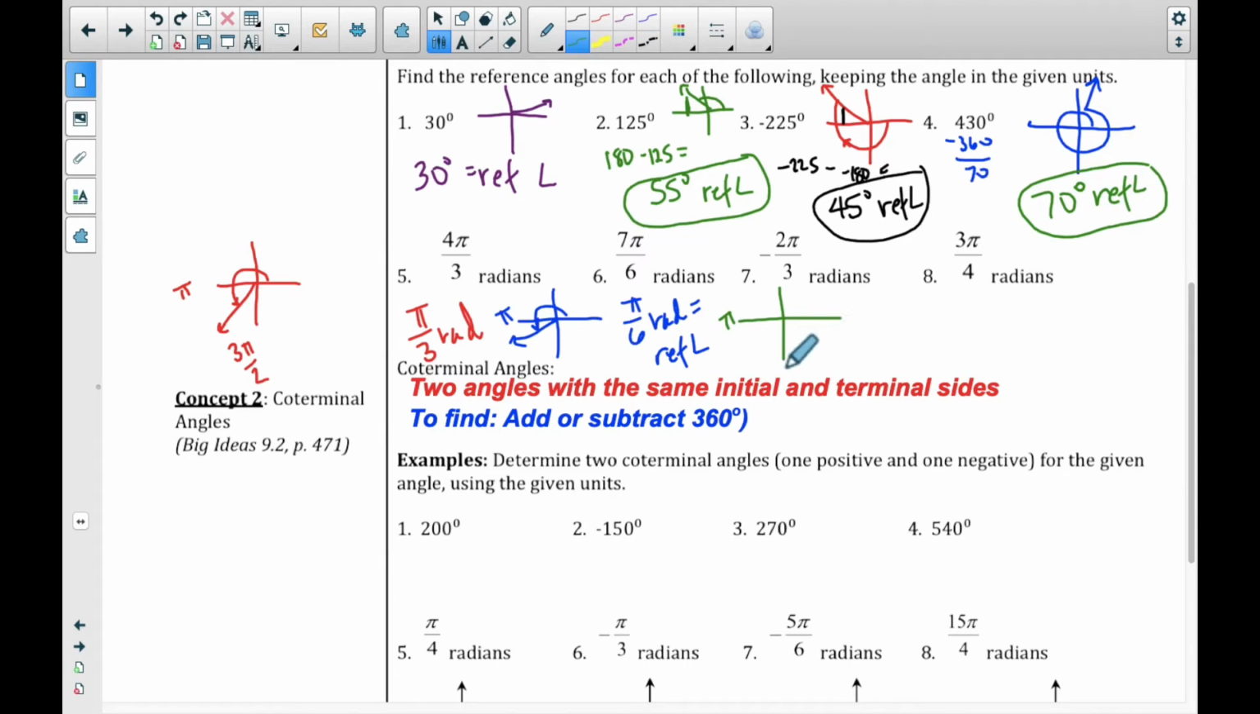All right, what if we go in the negative direction? Well, this is 1/2 a pi in the negative direction. This is a whole pi in the negative direction. So it's going to be over here somewhere. Negative 2 pi over 3. How far away from pi is that? It's 1/3 of a pi away. So my reference angle is pi over 3.